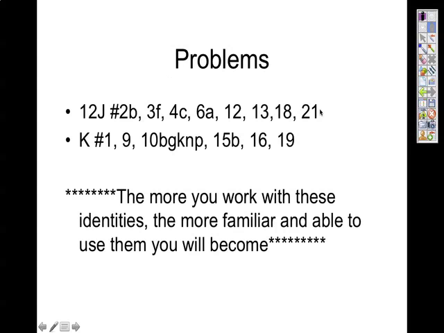And again, the only way to get good with these things is to work with them. You'll get more familiar with them. You'll start to see how they fit together. And the last couple sections in Chapter 12 do a lot more with these identities. So you just need to practice. There's no easy way around that.